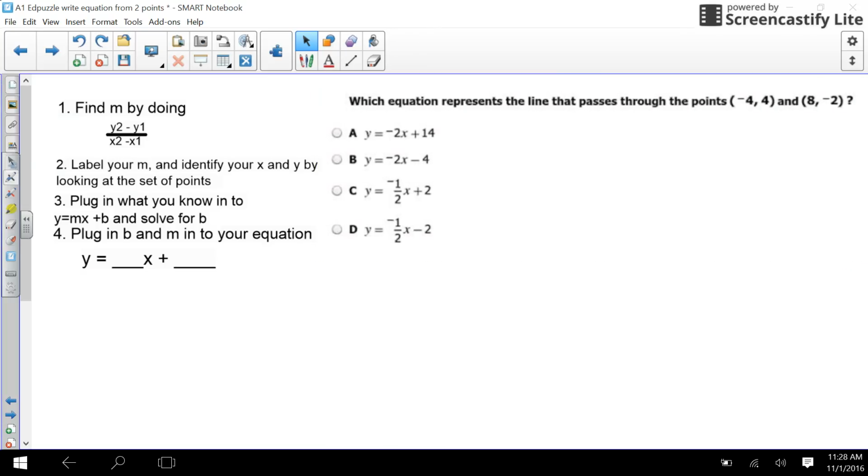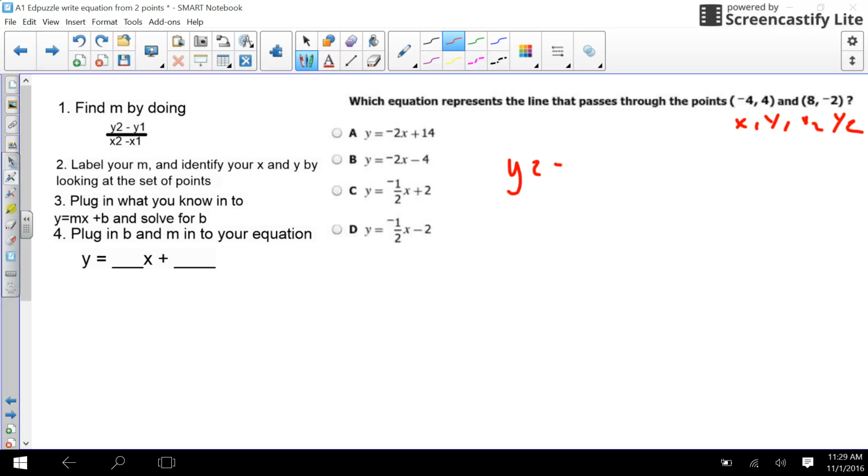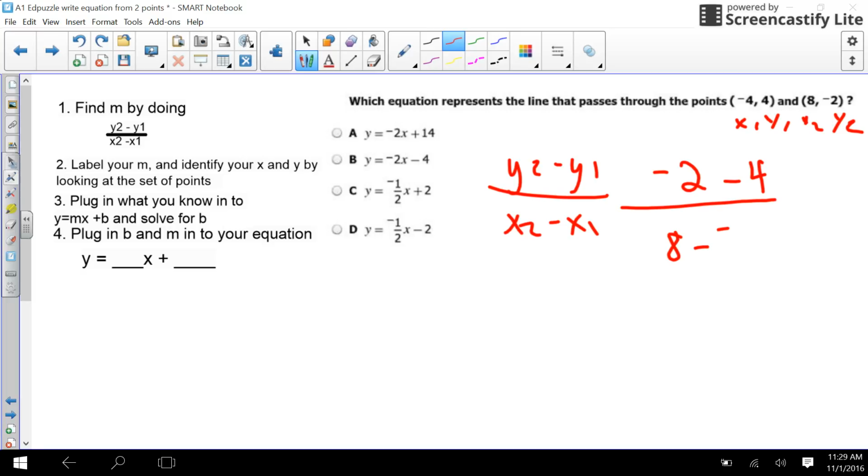All right, step 1. Find slope by doing y2 minus y1 over x2 minus x1. x1, y1, x2, y2. y2 minus y1 over x2 minus x1. And I'm plugging in everything that I know. Negative 2 minus 4 over 8 minus negative 4. Almost messed up. So I'm going to type that in my calculator.